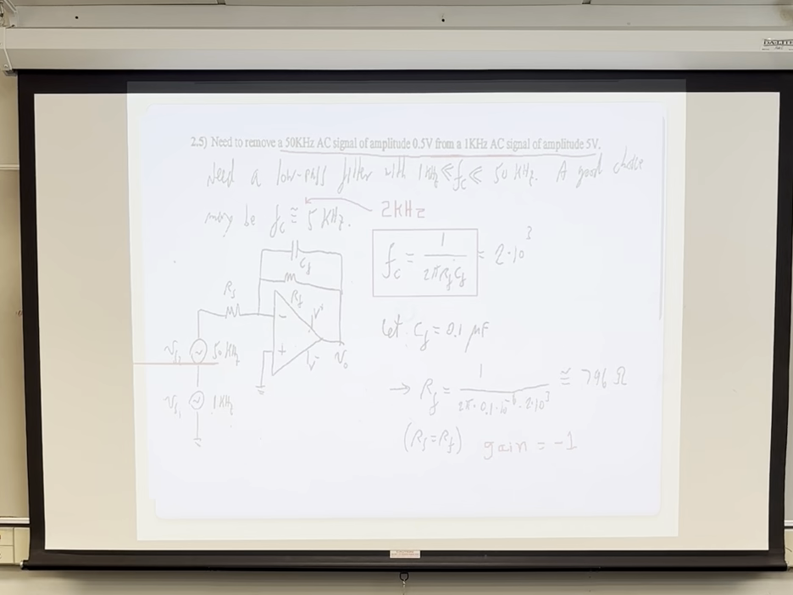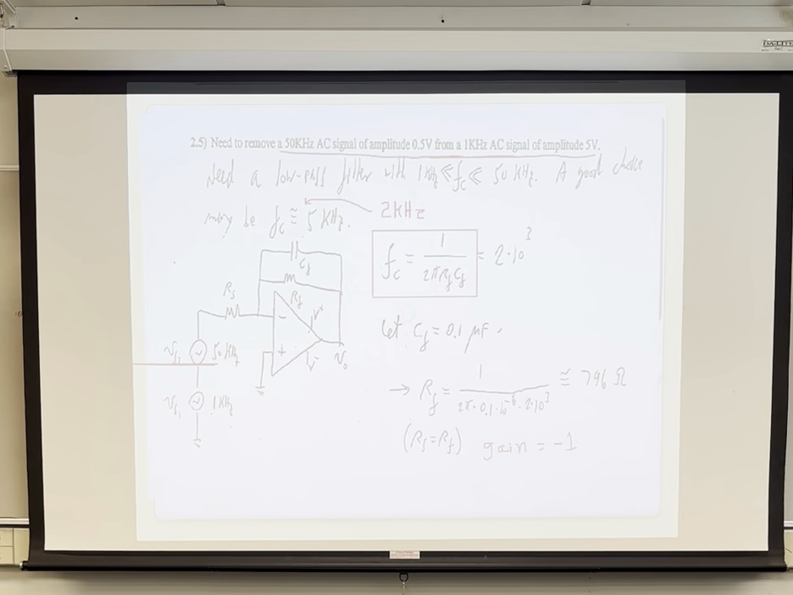So what is the cutoff they picked here? 2 kilohertz. It's actually 2 kilohertz; it says 5, which is kind of an error. So 2 kilohertz is close to 1 kilohertz, and it's also far away from 50 kilohertz. So pick that, and pick a capacitor. This one is 0.1 microfarad. Solve for the resistor, 796 ohms, and then set RS equal to RF. The gain is equal to minus 1. And the design here is complete.